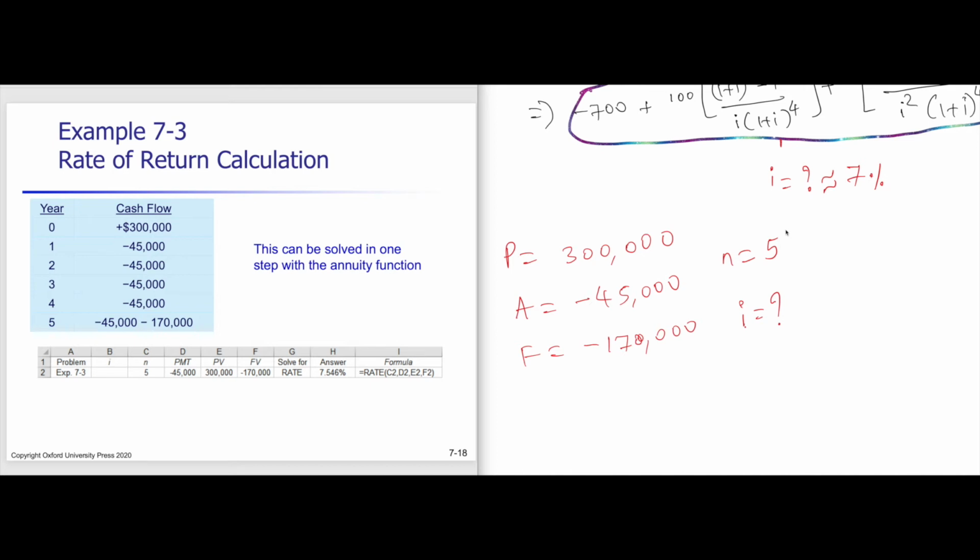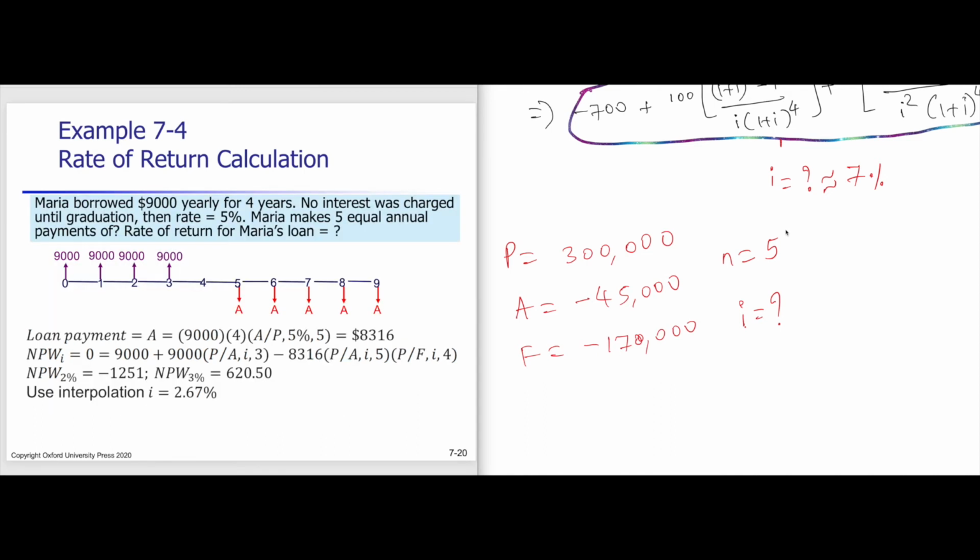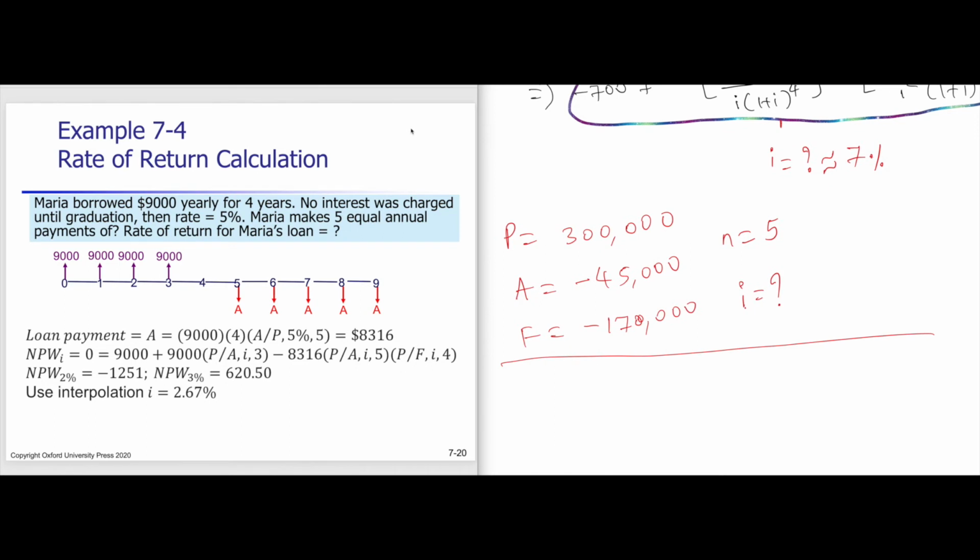Please do this problem. We have the solution in the textbook. This is example 7.3, and we have the answer here. We are supposed to get 7.5%. If we look at example 7.4 or any other example, it's the same process again. Maria borrowed $9,000 every year for 4 years. One thing we have to be careful about is there is no interest charged until graduation. After graduation is when the interest is charged. If you read the problem carefully in the textbook, she borrows $9,000 at the beginning of the year because she has to pay her tuition.